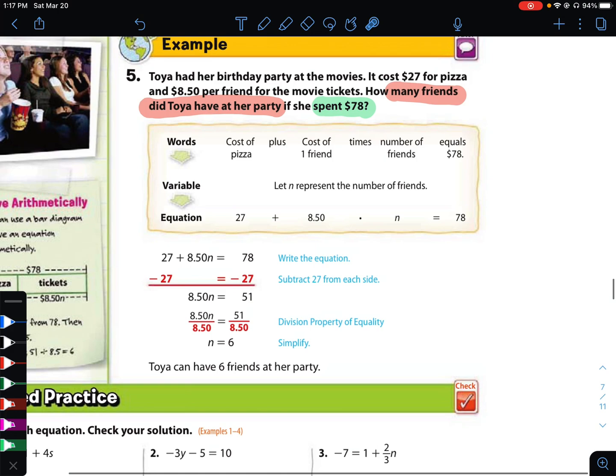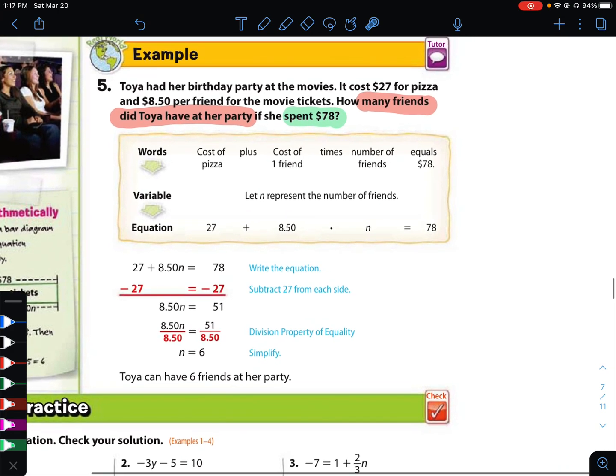Do the last word problem. Let's see if you understand example number 5.